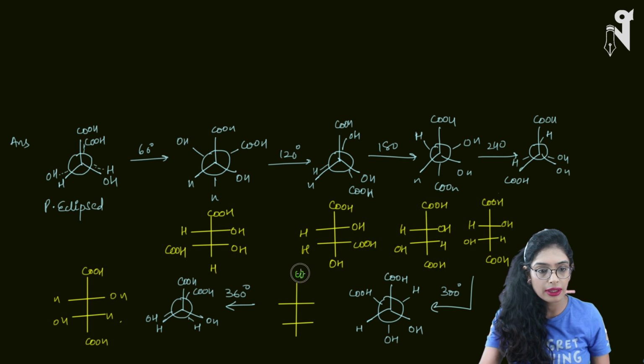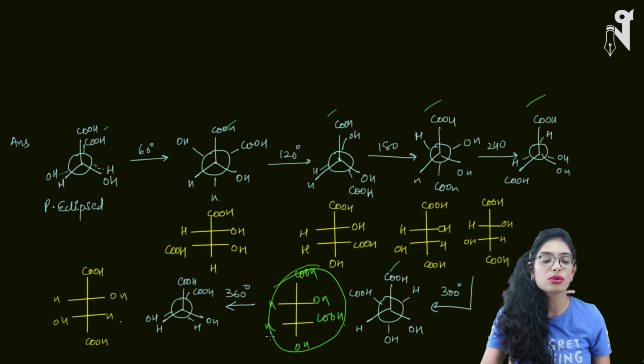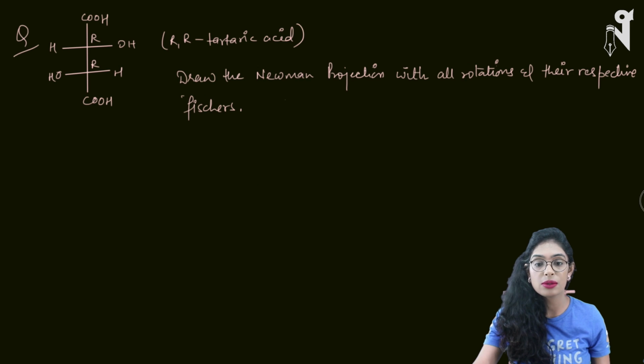I think I wrote it on a wrong page and it got rubbed off. So this is OH, OH here, and then hydrogen here and COOH here. This is my first compound, second, third, fourth, fifth and sixth. Exactly this one is the thing we are looking for: two hydrogens on the same side, COOH, OH, OH, COOH. This is one compound.